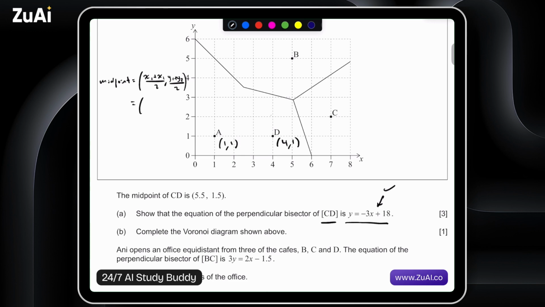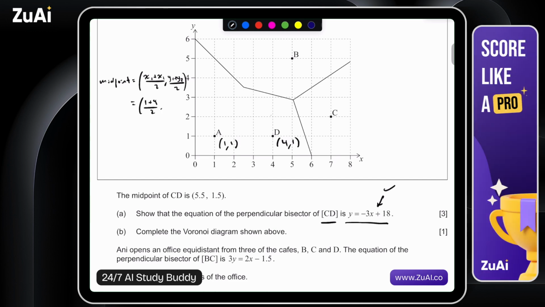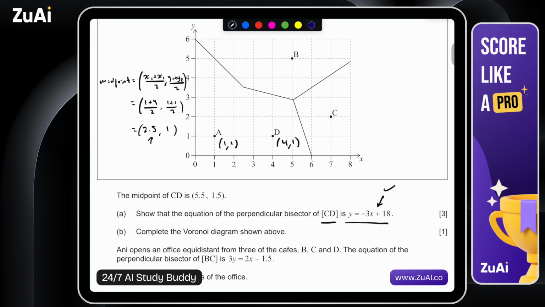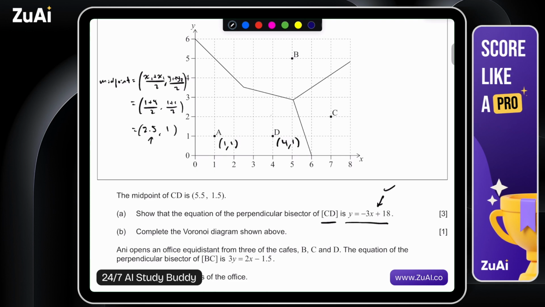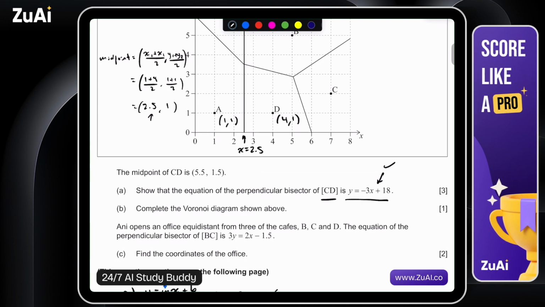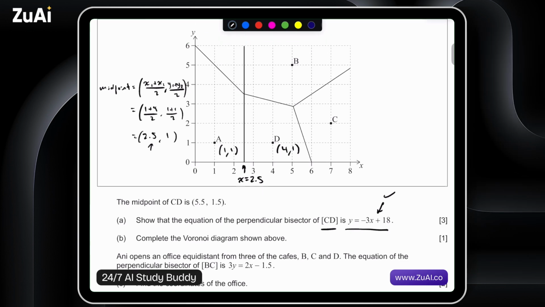And in this case we have 1 plus 4 over 2, and that's actually all we're going to need in this case, and then this is going to be 1 plus 1 over 2. So our midpoint is going to be 5 over 2, or 2.5, and this is just going to be 1. And this is the x value that we're concerned with. So this point right here, where x is equal to 2.5. So to complete the Voronoi diagram shown above, we just have this line, x = 2.5.